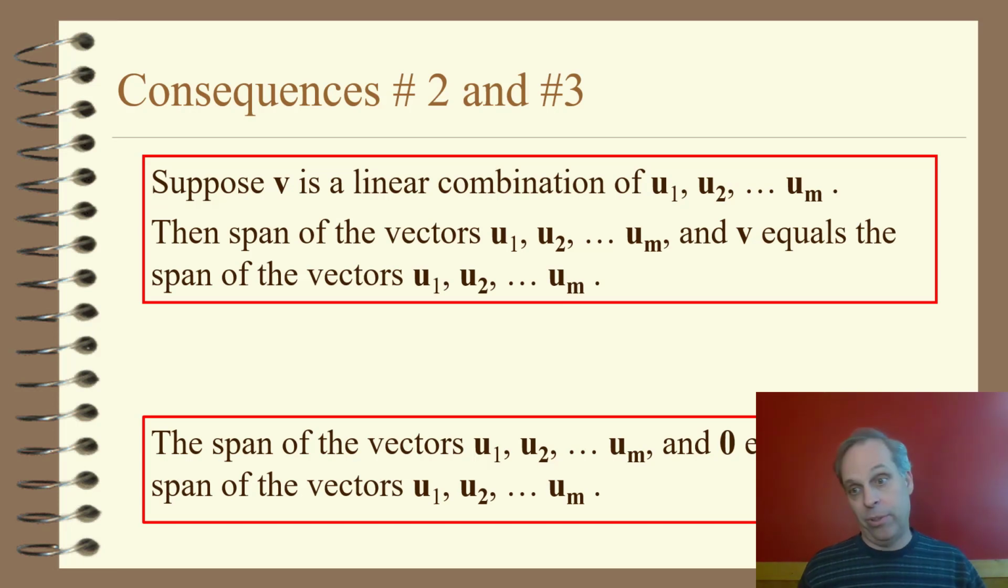Also, as a direct consequence of that one, if the 0 vector is among the vectors that are forming the span, the 0 vector is always a linear combination of everything else. So then you can throw the 0 vector away, and the span doesn't change.